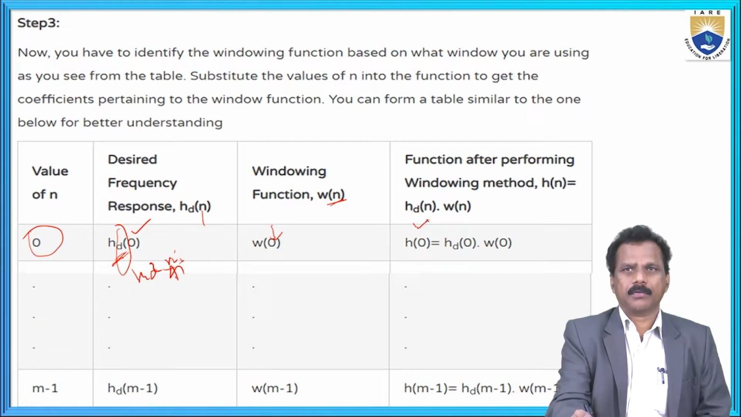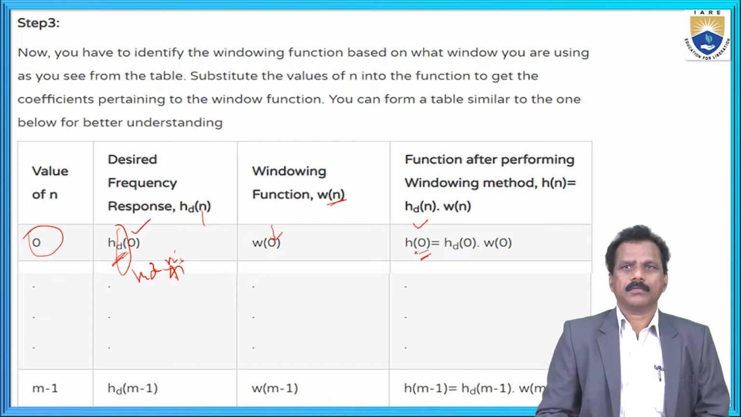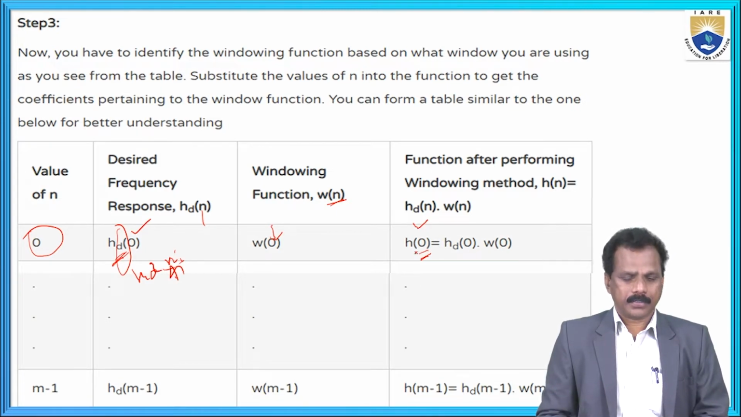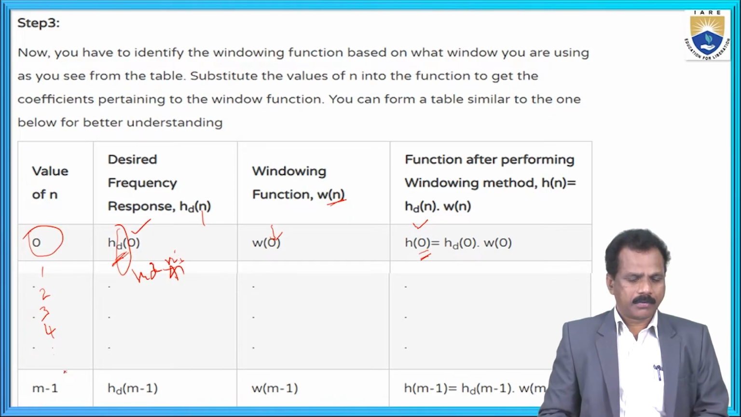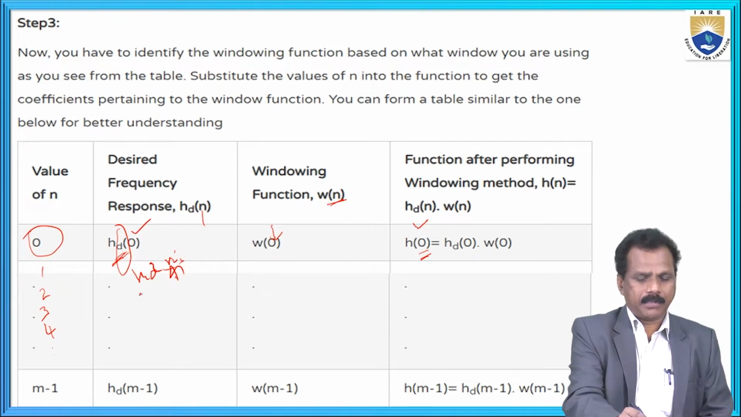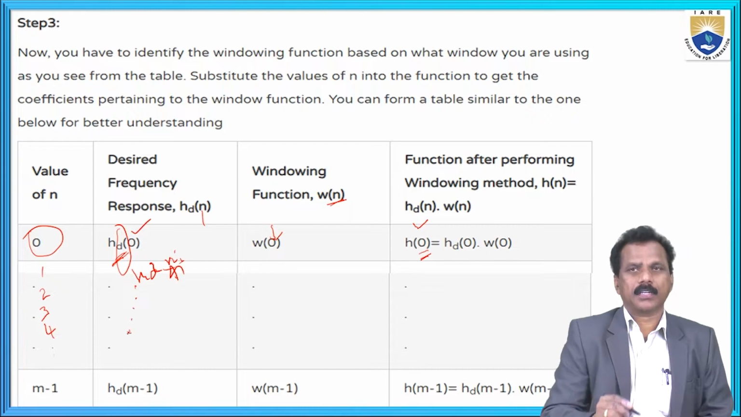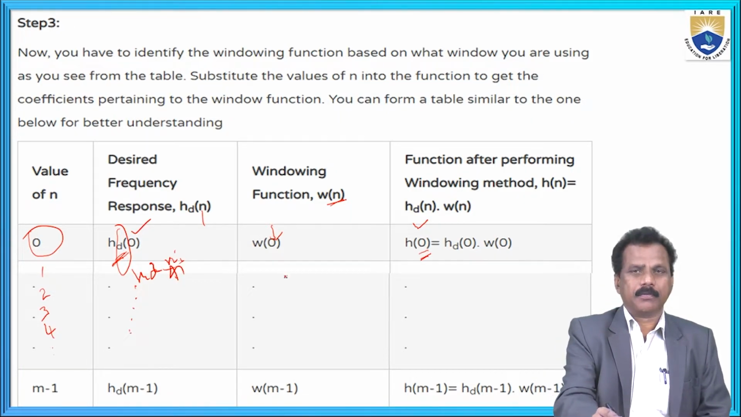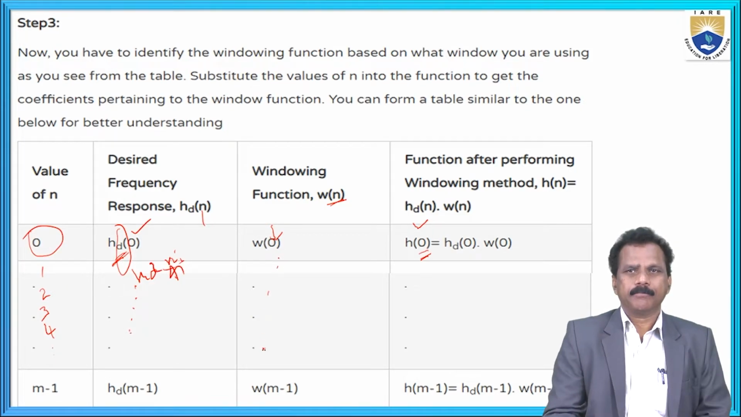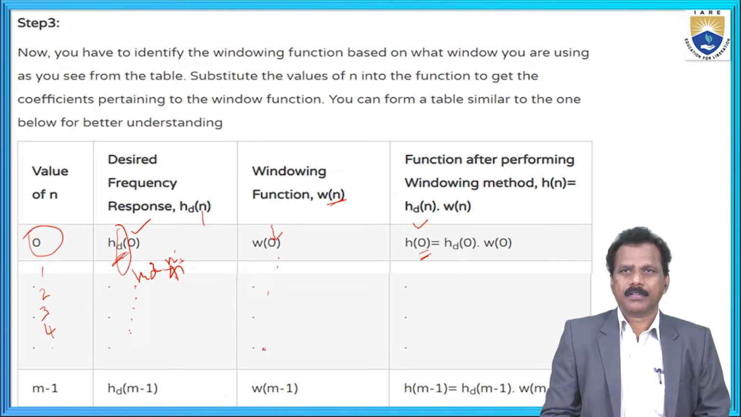If n is equal to 0, h of 0 is equal to h_d of 0 into omega 0, and so on, where n is equal to 1, 2, 3, 4, and so on, up to M minus 1. Like this, the desired frequency response varies in terms of h_d of n. After that, the windowing function w of n will be verified. Then we are ready to verify that function after performing the windowing method.